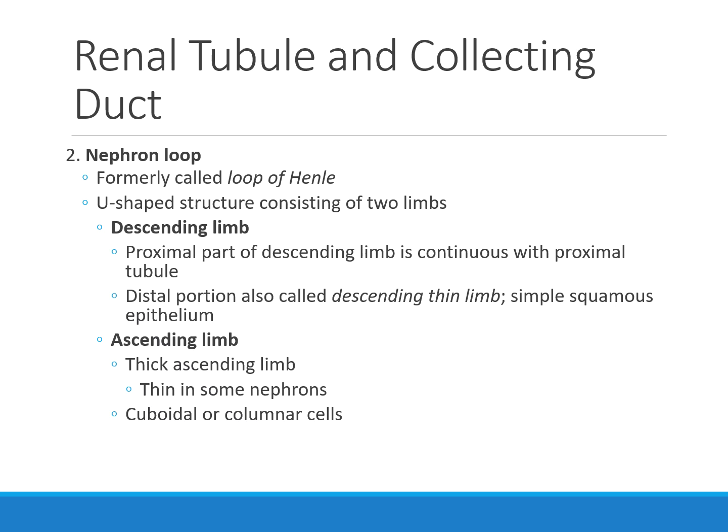Then it makes the curve at the bottom and heads back up, and that portion is called the ascending limb. This side is thicker typically. In some nephrons it may be thin, but here's where we see that first change in the type of epithelial tissue that is lining that tubule. Here we'll have cuboidal or even columnar cells.